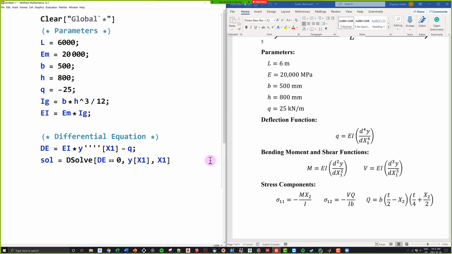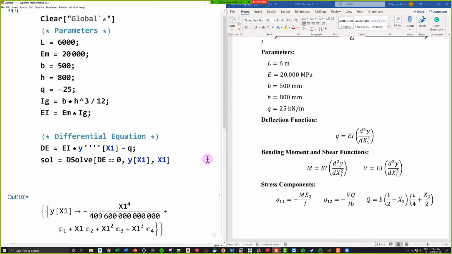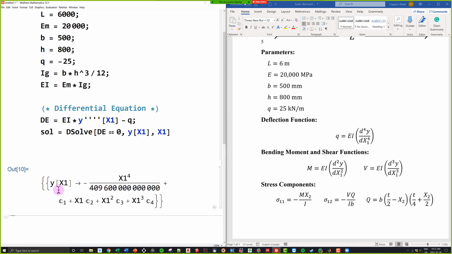And when I do this, I'm going to run the code now. To run code in Mathematica, you hold down Shift and then press Enter. So I'm going to go Shift, Enter, and I get this solution, where y1 is equal to x1 to the power of 4 divided by a big number, plus c1 plus x1 c2 plus x1 squared c3 plus x1 cubed c4. My question to you guys is, what do you think these c's are? What do you guys think?